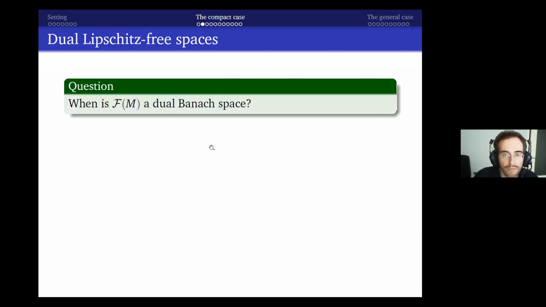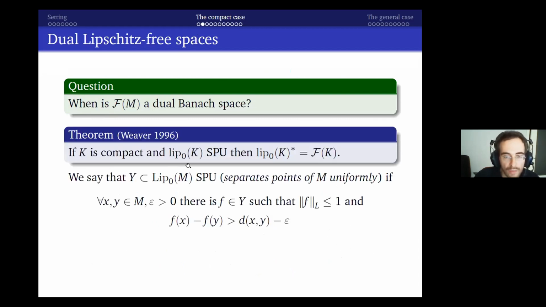Let's ask the following question. When is a free space a dual Banach space? So let's look for sufficient conditions for this. And one important sufficient condition, when M is compact, is that the space of little Lipschitz functions separates points uniformly.